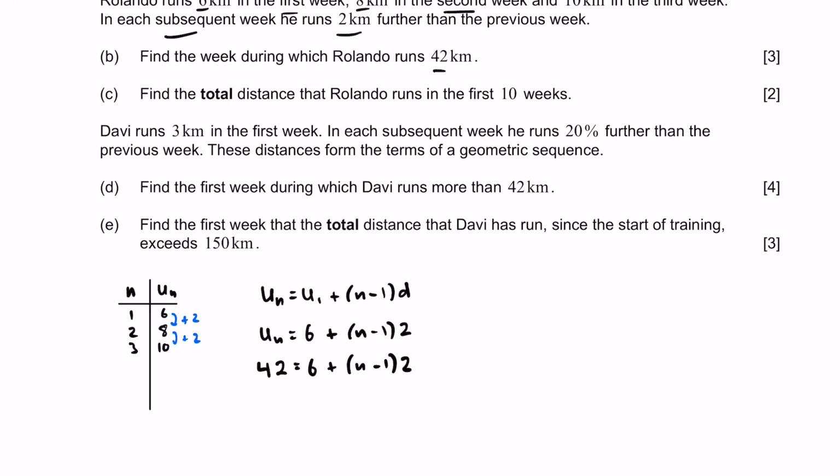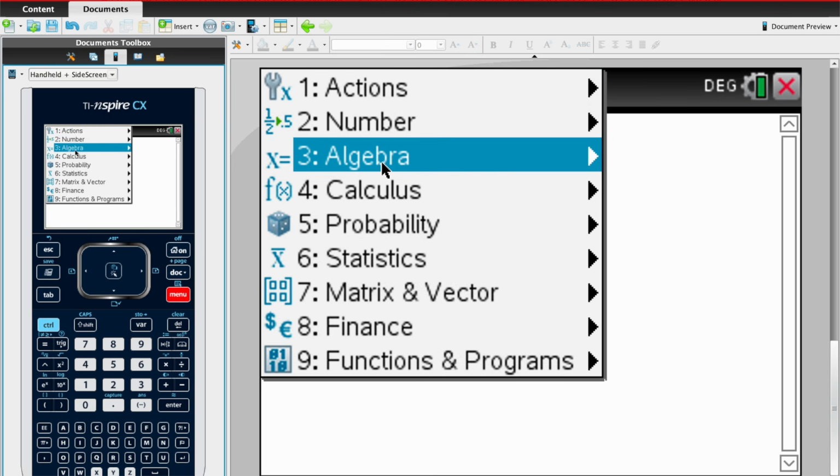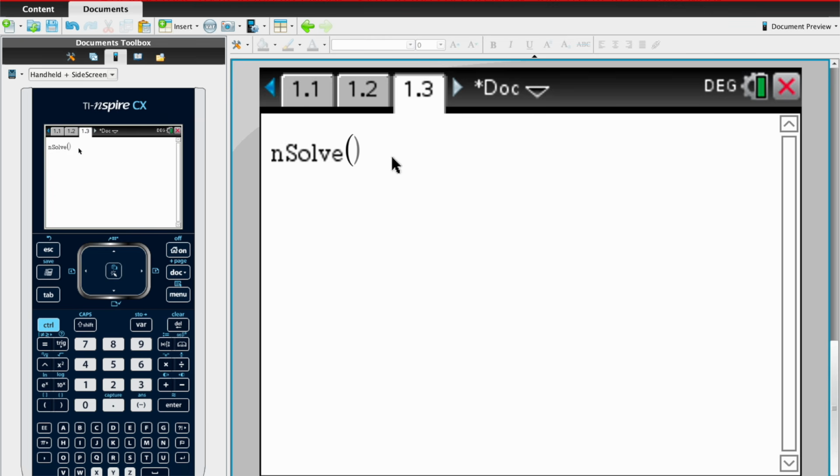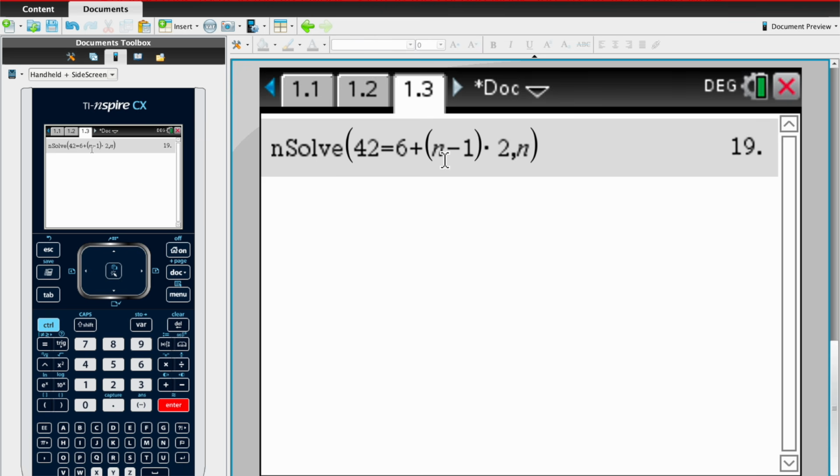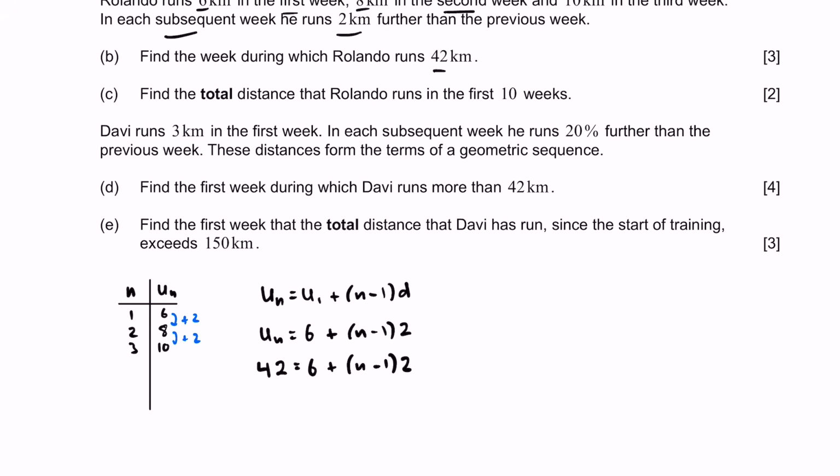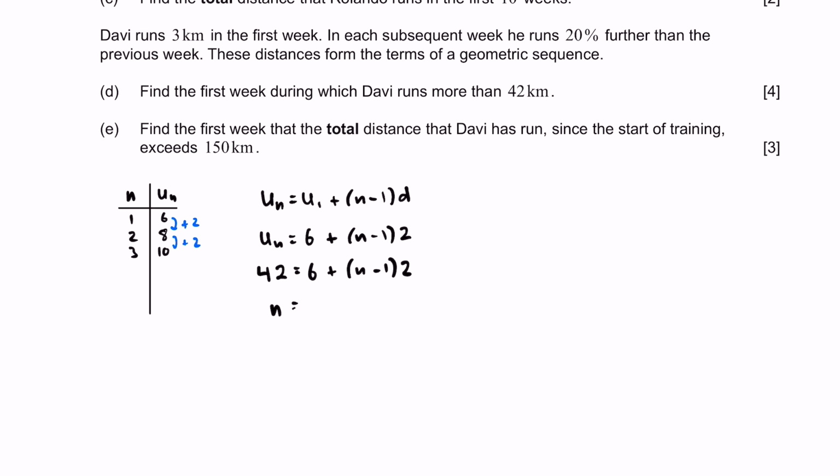So we've got one equation here with one unknown. We can go ahead and put this into the calculator and solve for n, the term number. So here we are: menu, algebra, numerical solve. 42 equals 6 plus n minus 1, and then our common difference was 2. And we'll ask the calculator to solve for n. So in the 19th week, he runs 42 kilometers. So let's write that out, going back to the document here. n equals 19. So 19th week, he runs 42 kilometers.